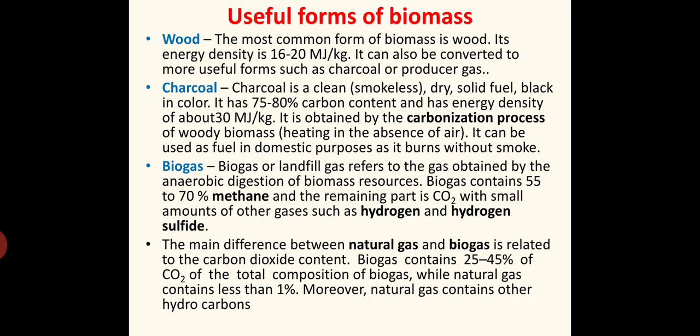Once that part is completed, coming back to this side, you will have a better idea. Now in the next one we will discuss useful forms of biomass. The simplest and most common form of biomass is wood. Its energy density is around 16 to 20 megajoule per kilogram. If you burn 1 kilogram of wood, you are expected to get around 16 to 20 megajoule of energy. It can also be converted to more useful forms such as charcoal or producer gas. On further treatment, we can convert it into a more useful form. That is what is known as charcoal.